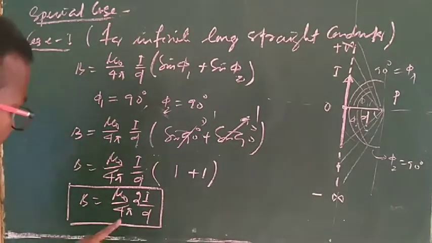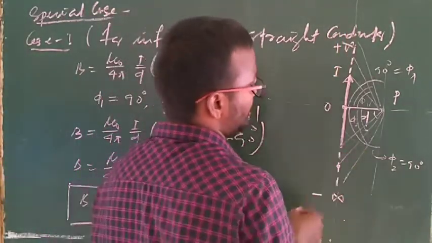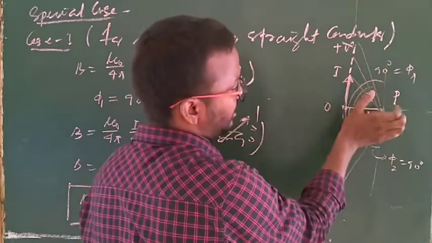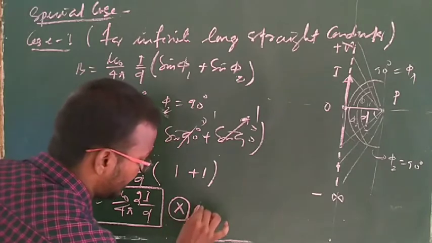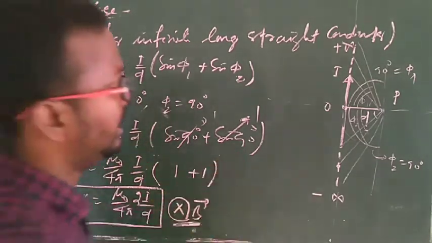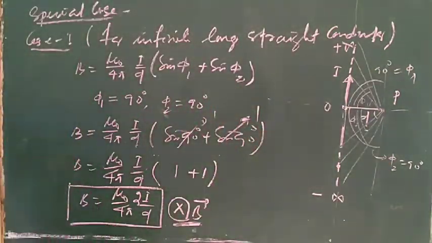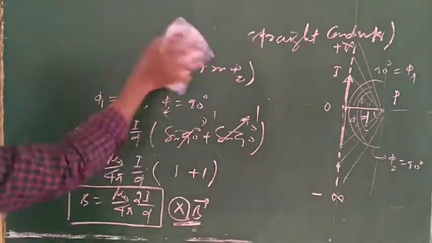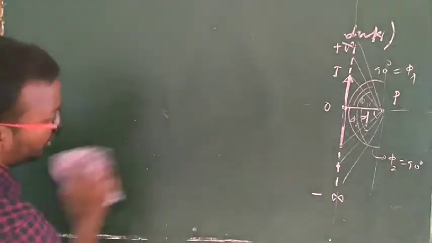This is the magnetic field for an infinitely long straight conductor. This is the direction of current, and this is the direction of magnetic field, which is inward. This indicates the magnetic field direction, which is inward to this plane and perpendicular to this plane. Clear? So this is the first special case, and an important case of this relation for a long straight conductor.